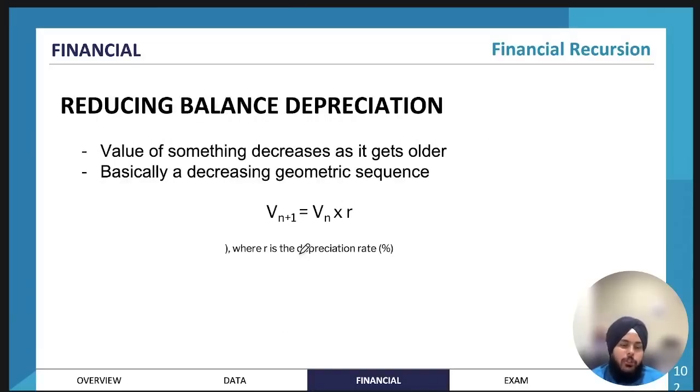And lastly, we have reducing balance depreciation. In this case, the value of depreciation decreases according to a geometric sequence. So the older that something gets, the more it starts to depreciate, essentially. And this is the formula for the recurrence relation. Again, we're multiplying by the R value, where R is the depreciation rate.